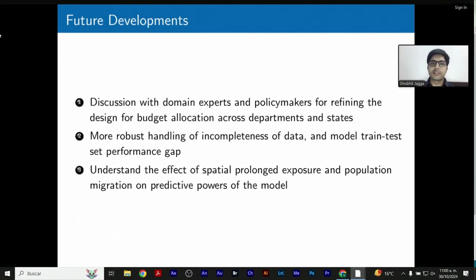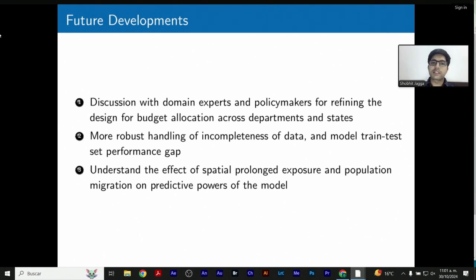As future developments, firstly, a discussion with domain experts and policymakers is essential for refining the design for budget allocation across departments and states, and to rethink about this to expand it to the national level. And as we saw a decrease in the model's performance from train to test data, a more robust handling of data noise, data incompleteness, and overfitting is required.